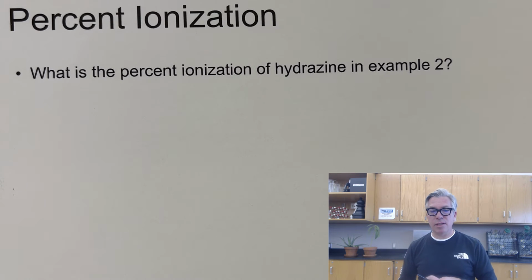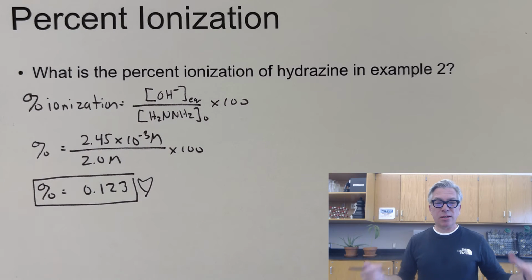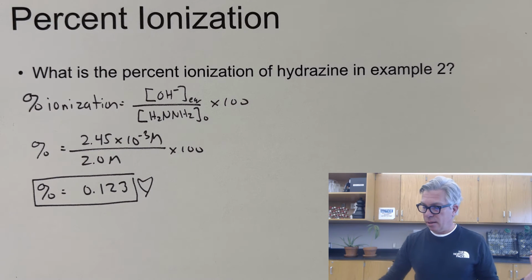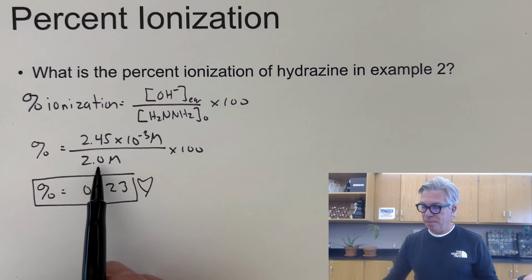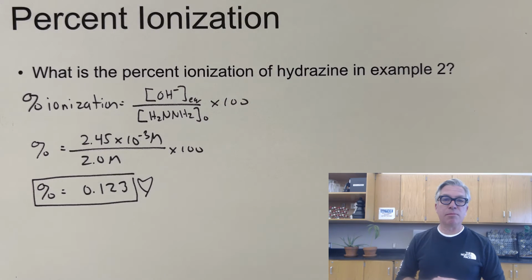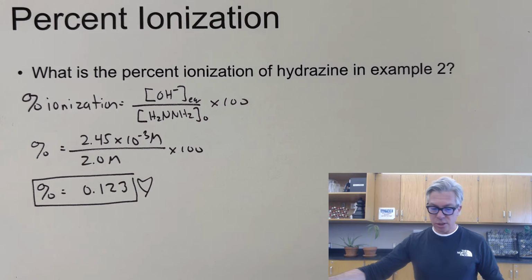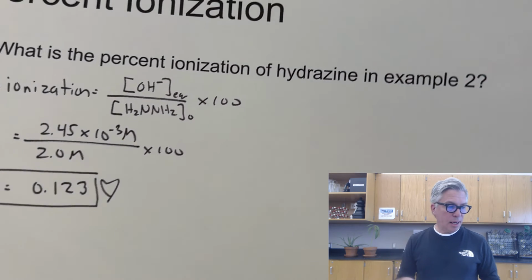Take a moment, pause the video, see if you can get it, and meet you back here in a second. Okay, when I did it, I got a small percent ionization because we had a larger amount at the beginning. 2 moles per liter makes it a lot smaller. OH over the hydrazine original, and I got 0.123% ionized on that one. So good job if you got that one. And let's go on to our third type of problem.